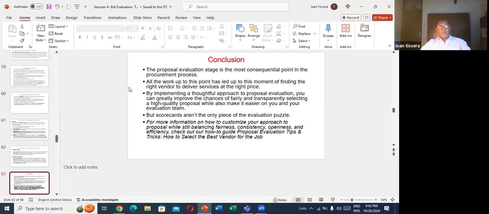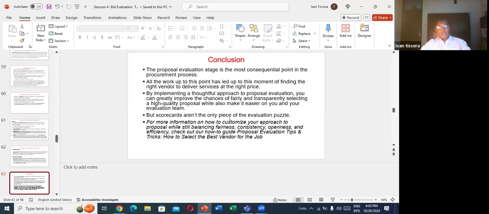In conclusion, the proposal evaluation stage is the most consequential point in the procurement process. All the work up to this point has led to this moment, finding the right vendor to deliver service at the right price. By implementing a thorough approach to proposal evaluation, you can greatly improve the chances of fairly and transparently selecting a high quality proposal while also making it easier on you and your evaluation team.